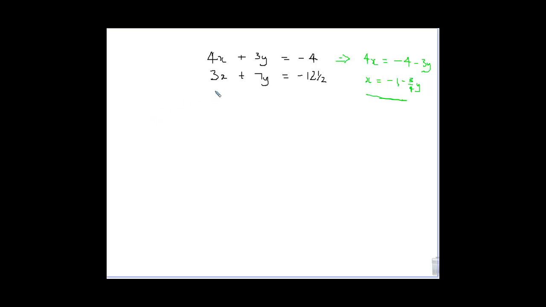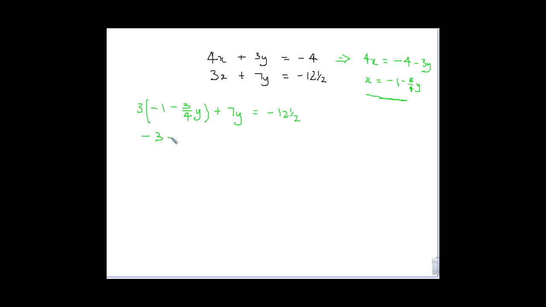So from that then, we're going to do our substitution into the second one. So that will give us 3 lots of minus 1 minus 3/4 of y, and then we're going to have plus 7y, and that's equal to minus 12.5. So there's our equation, all in terms of y, which is what we wanted. We wanted to get rid of one of the variables by substituting one for the other. And so just start to expand it.